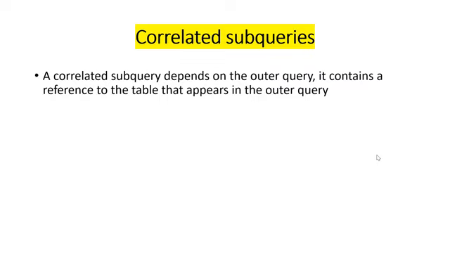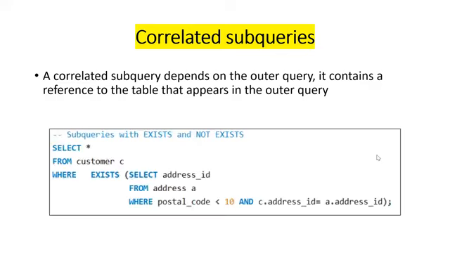Next, we have correlated subqueries. A correlated subquery depends on the outer query, which means that it contains a reference to the table that appears in the outer query. As we see here in the subquery, which is between parentheses, we add the column called address ID as a reference to the outer table. So here we use the condition where postal code is less than 10 and we add our reference, which means that this subquery depends on the outer query. And this is why it is called a correlated subquery.